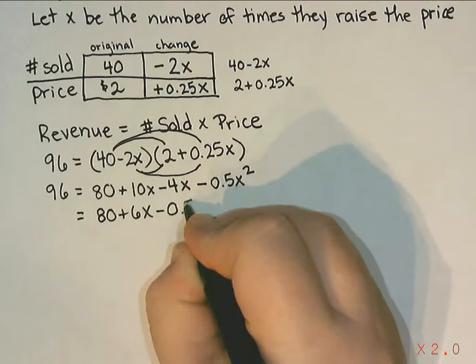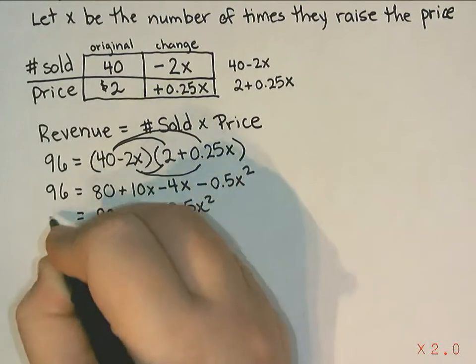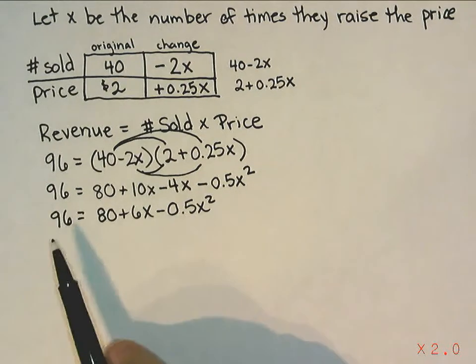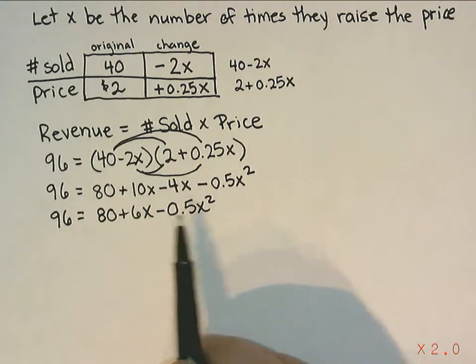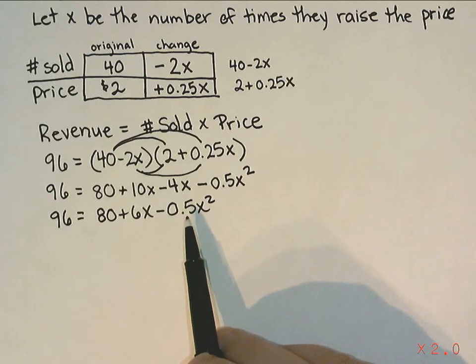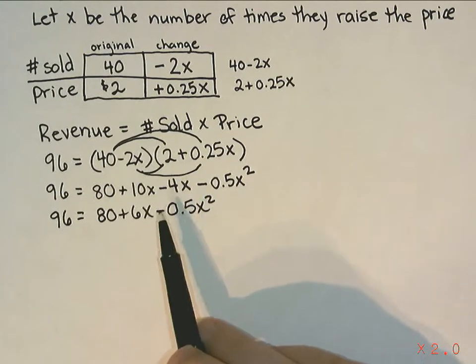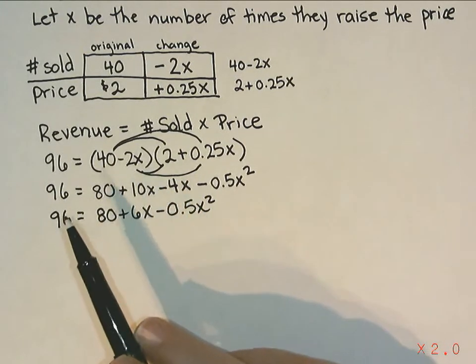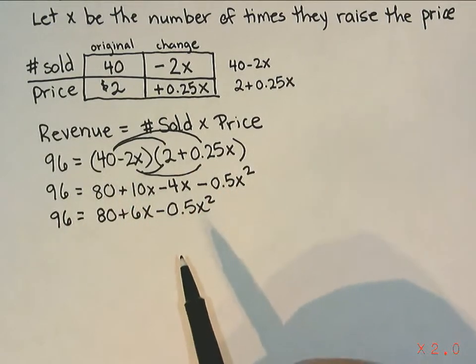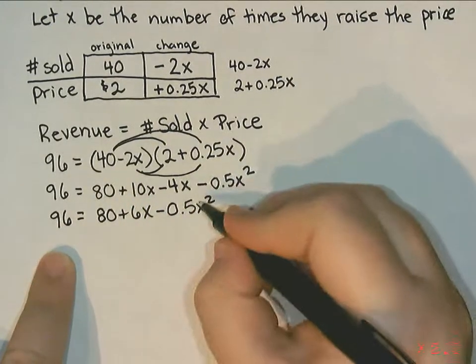Minus 0.5x squared. Now I need to move all of the terms over to one side, and I have a choice. I could bring the 96 over here, or I could take all of these terms over there. And the one with the x squared is negative. So when the x squared is negative, I tend to bring the terms over to the side that would make it positive, but it's up to you. It works either way. So I'm actually going to move these ones over to this side.